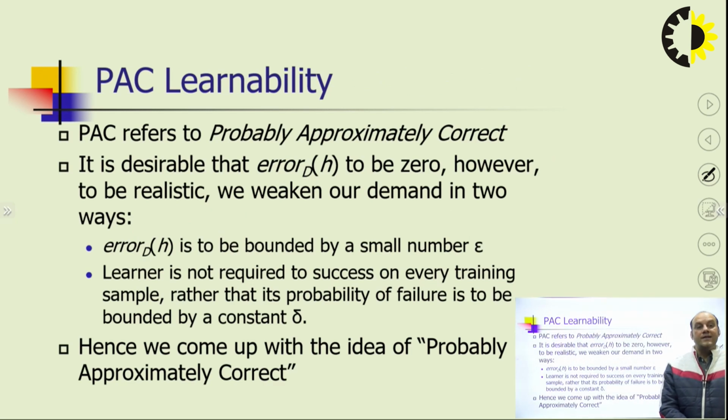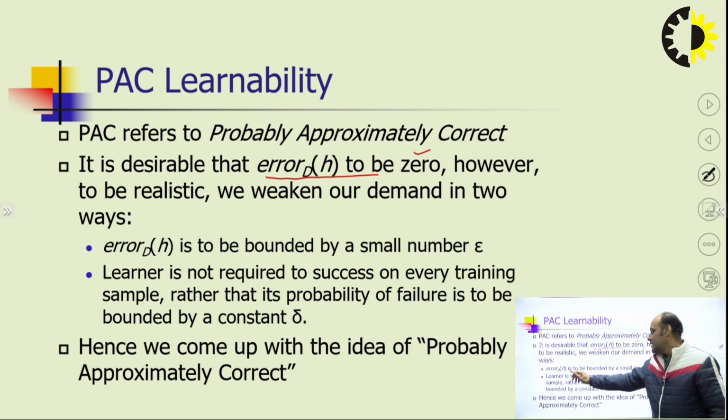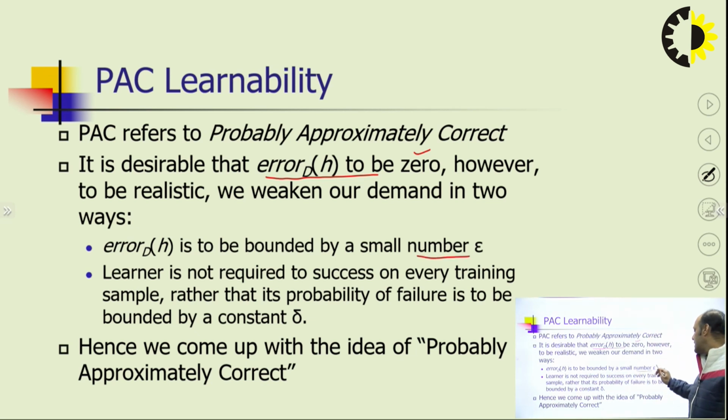So we can define this PAC learnability. It refers to probably approximately correct. It is desirable that the true error be 0. We have defined true error before. However, to be realistic, if we implement it in the real world, we weaken our demand in two ways. This demand can be weakened because it is not always necessary to predict the true error exactly. There may be inconsistency, there may be confusion there. So what are the demands? Number 1 is that the true error is to be bounded by a small number epsilon, that we have shown before. That is the hypothesis approximation.